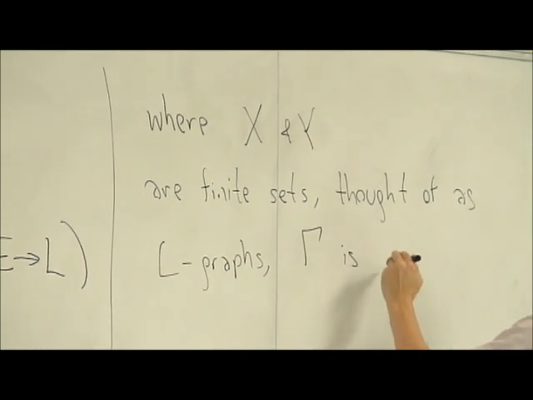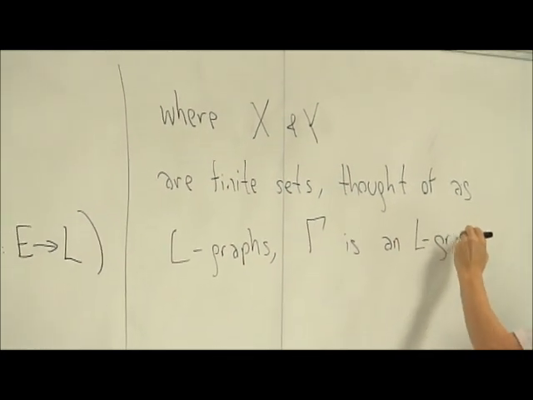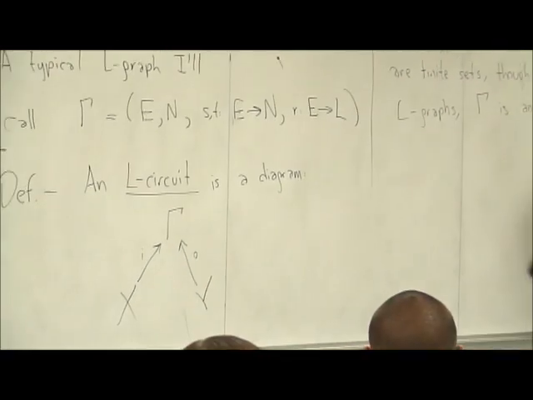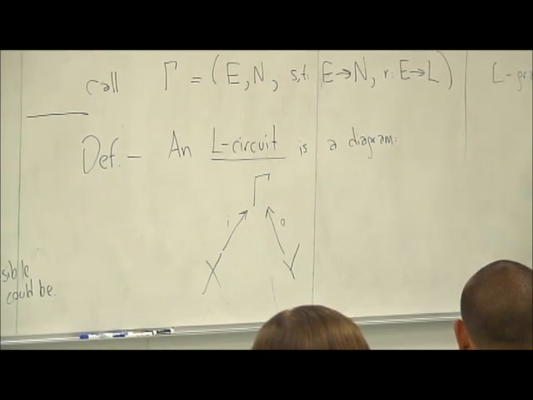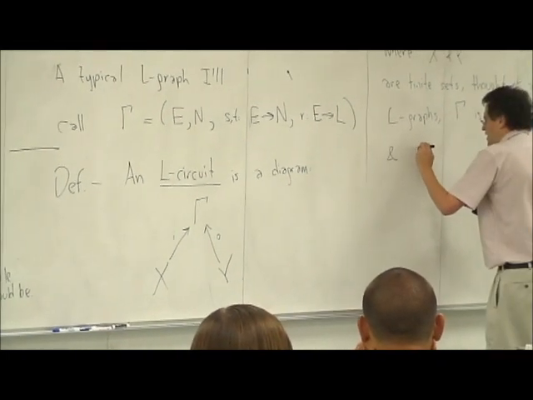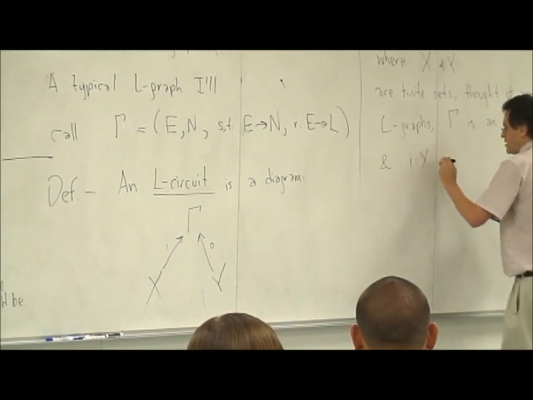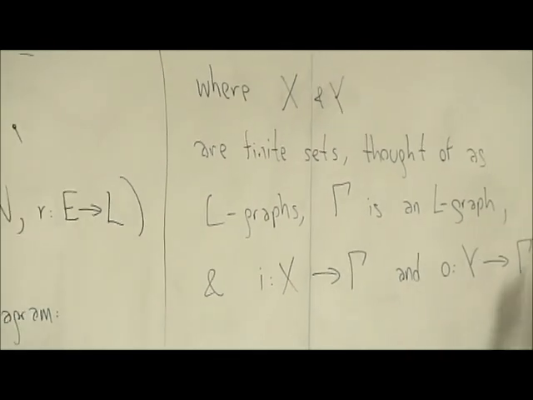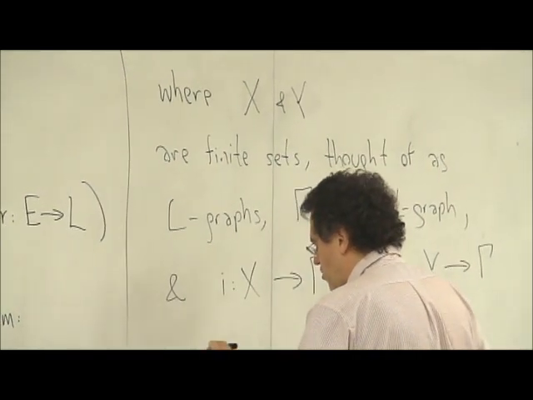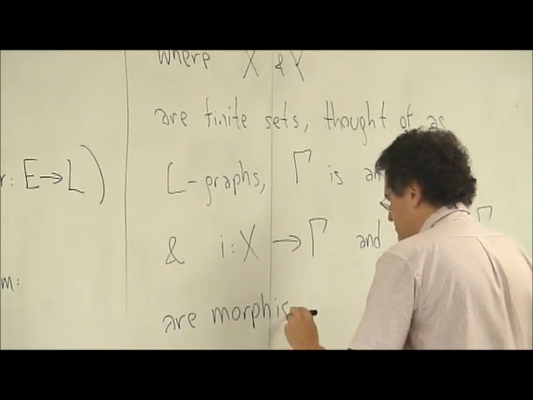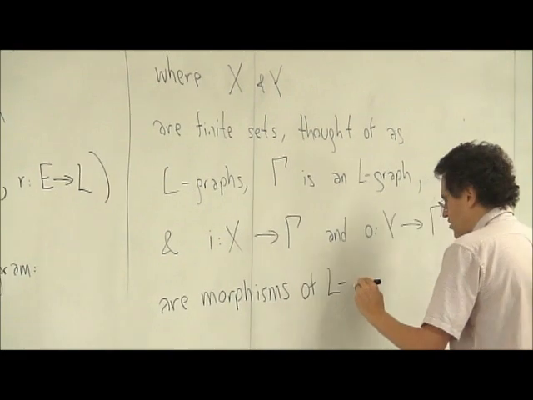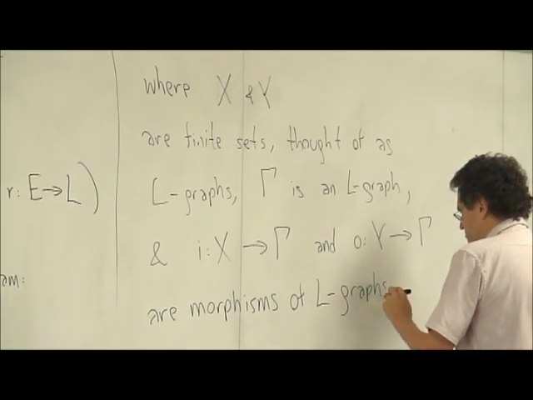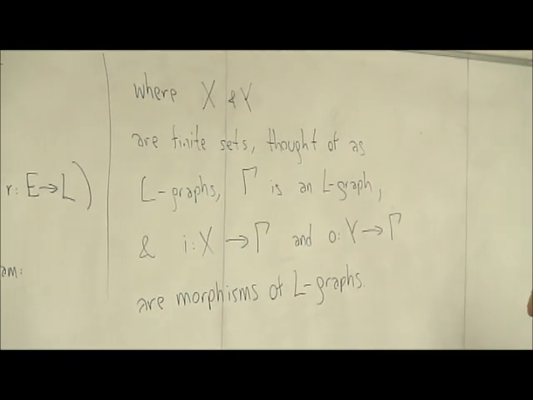Gamma is just some other L graph, not one of these weird degenerate ones, just any old L graph. And then here's the part that I need to explain. I and O, which stand for input and output, are morphisms of L graphs, or maps of L graphs, if you wanted to say. But I haven't defined what a morphism of L graphs is.